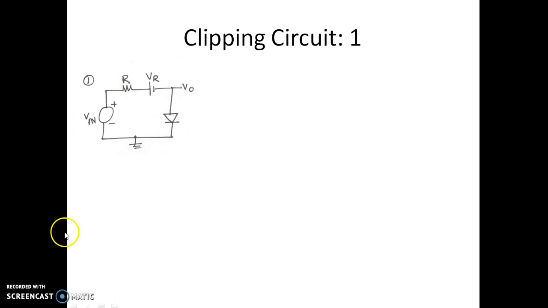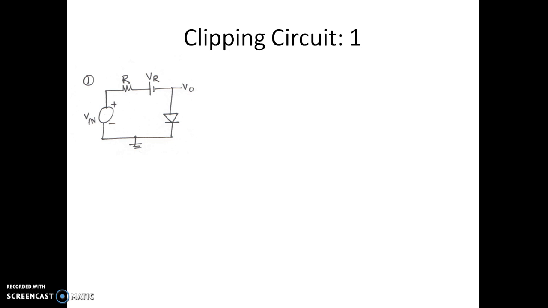Here we have a resistor, VR is a reference voltage, and there is a diode. This Vin is an AC signal. It can be a sinusoidal waveform or a triangle waveform, but it is an AC signal of amplitude certainly more than VR as well as the VD on of the diode. In this case we are assuming that the diode on voltage, VD on, is 0 volt.